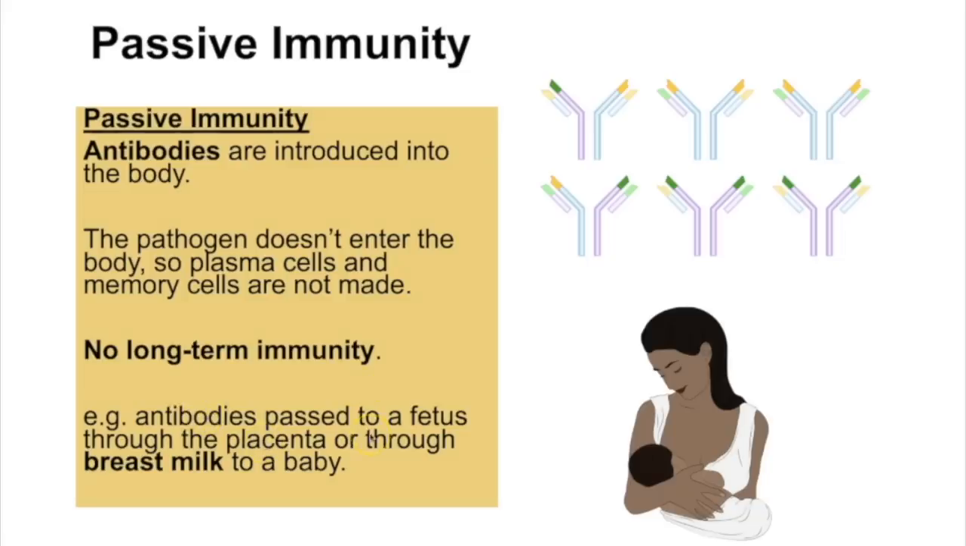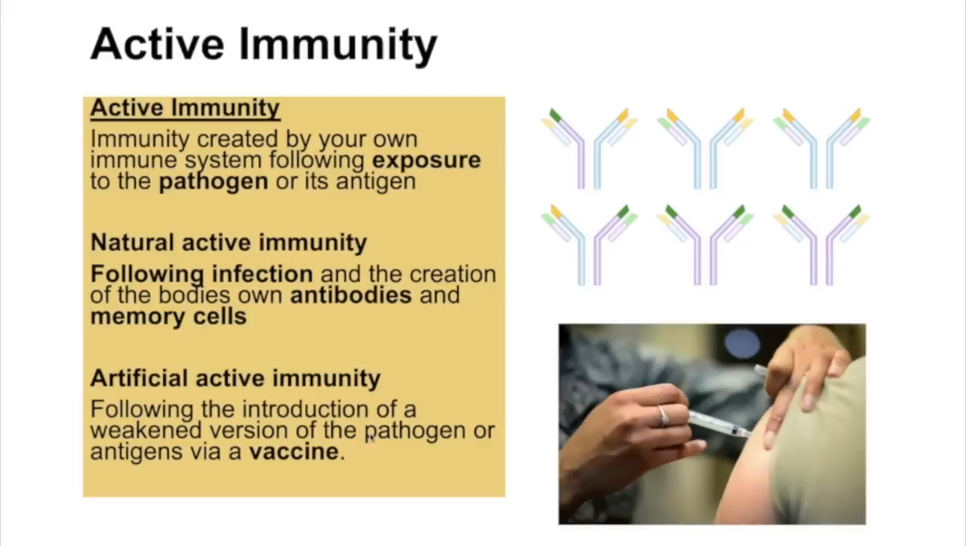Active immunity, as we said, is when the immunity is created by your own immune system following the exposure to the pathogen. But this can be either natural or artificial. And natural is following an infection where you've actually had that pathogen within your body. Artificial is following the introduction of a weakened version of the pathogen or antigens via a vaccine.